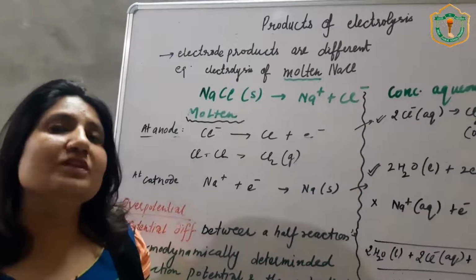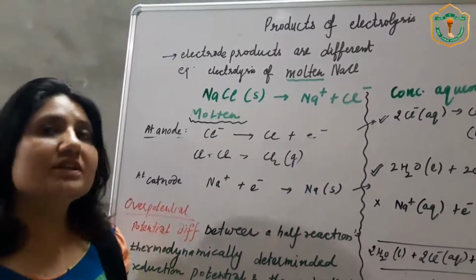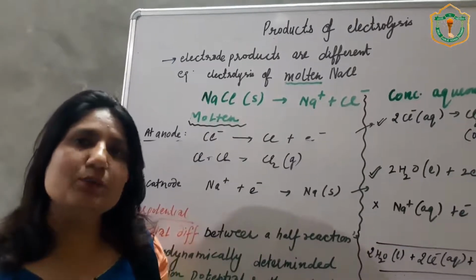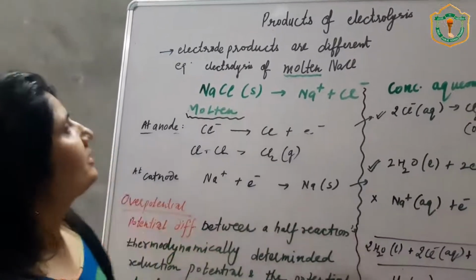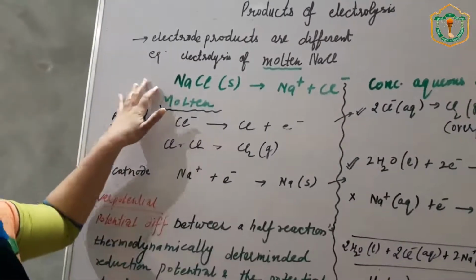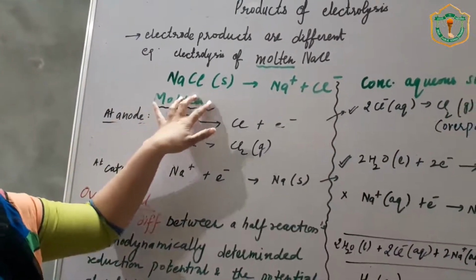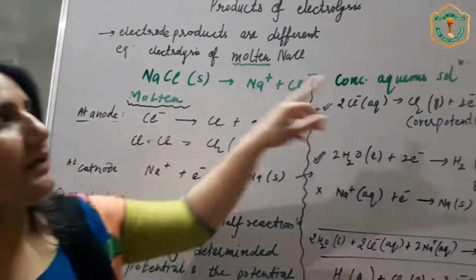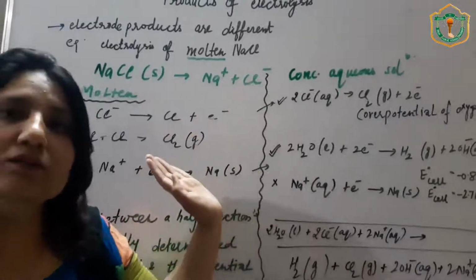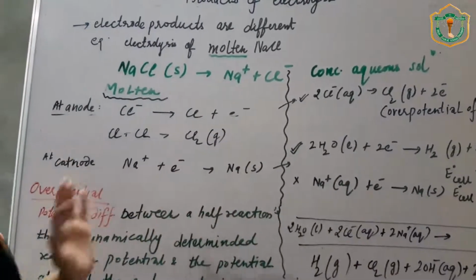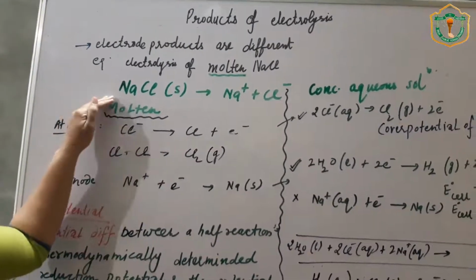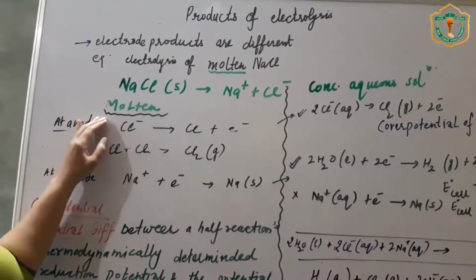Sometimes during electrolysis, the products generated are different though the reactants are the same, because some conditions are different. To discuss this, I am taking an example: the electrolysis of NaCl, sodium chloride, in molten state and in aqueous solution form. We will discuss how different products are formed when the conditions are a little different. For example, the first one, when NaCl in molten state undergoes electrolysis.